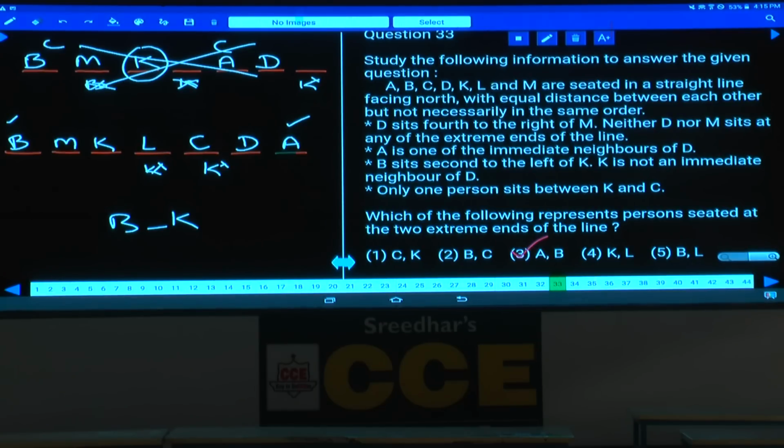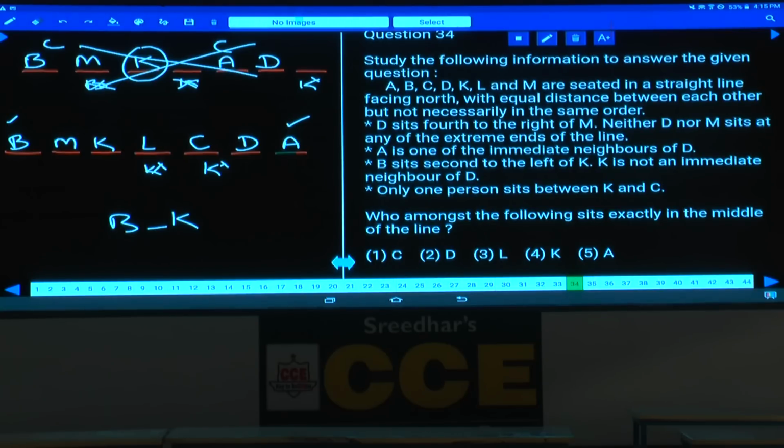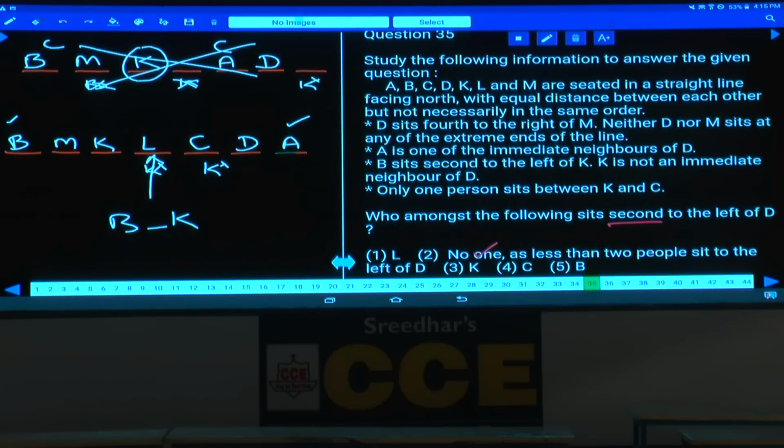That is choice 3. Then question number 34. Who among the following sits exactly in the middle of the line? Tell me among these who is the person seated exactly at the middle of the line? L. L, that is given in choice 3. Then question number 35. Who among the following sits second to the left of D? Seated second to the left of D, then who is the person here? L is the person. L, that is given in choice 1.